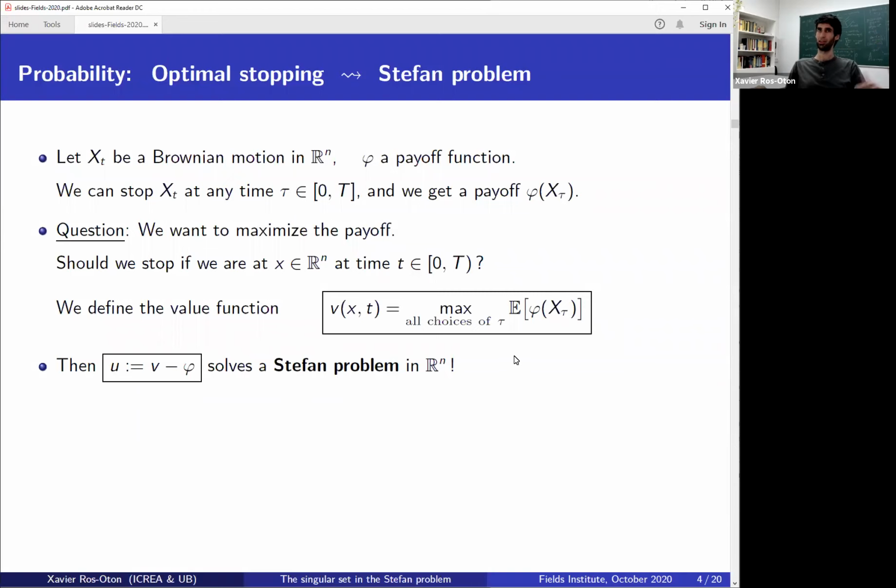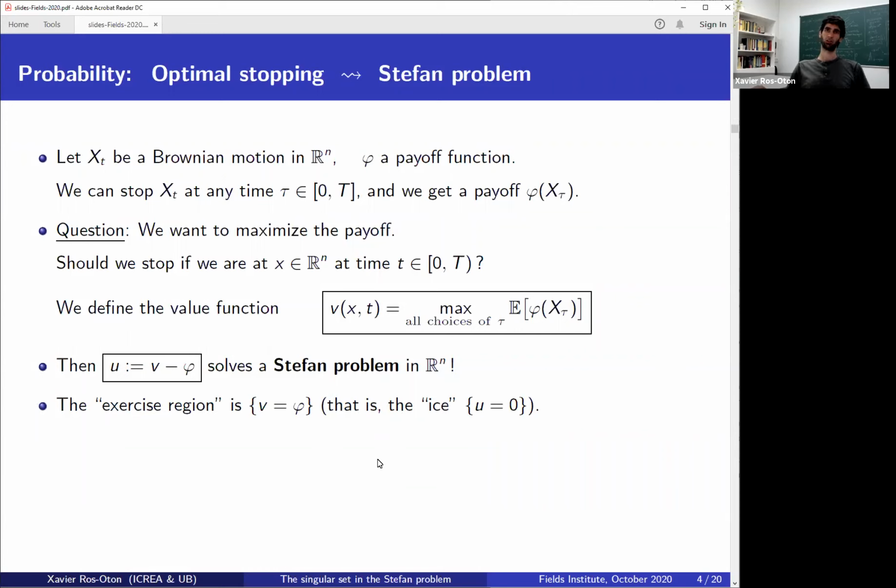Maybe with a right-hand side, but for simplicity, we take, as in Joachim's talk, just the characteristic function with no function f of x, say. So basically, the idea is that you consider the optimal stopping problem for the Brownian motion with a given payoff function. And then if this payoff function, say, is concave and then you make it 0 when it's negative, then you get that this function u, being the best expected payoff minus the payoff, solves the Stefan problem in R^n. So either if you come from optimal stopping and probability, or if you come from phase transitions and melting of ice, you get anyway the same equation.